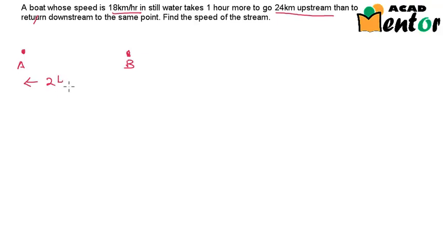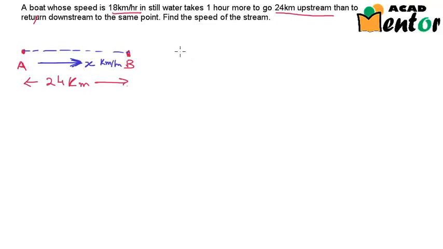So if this is point A and this is point B, the distance between which is given as 24 kilometers. Now let's say point A is the higher point or the point upstream, and this is point B, which is the downstream point. So the flow of the stream would be from A to point B, and let's say that it is traveling at a speed of x kilometers per hour.